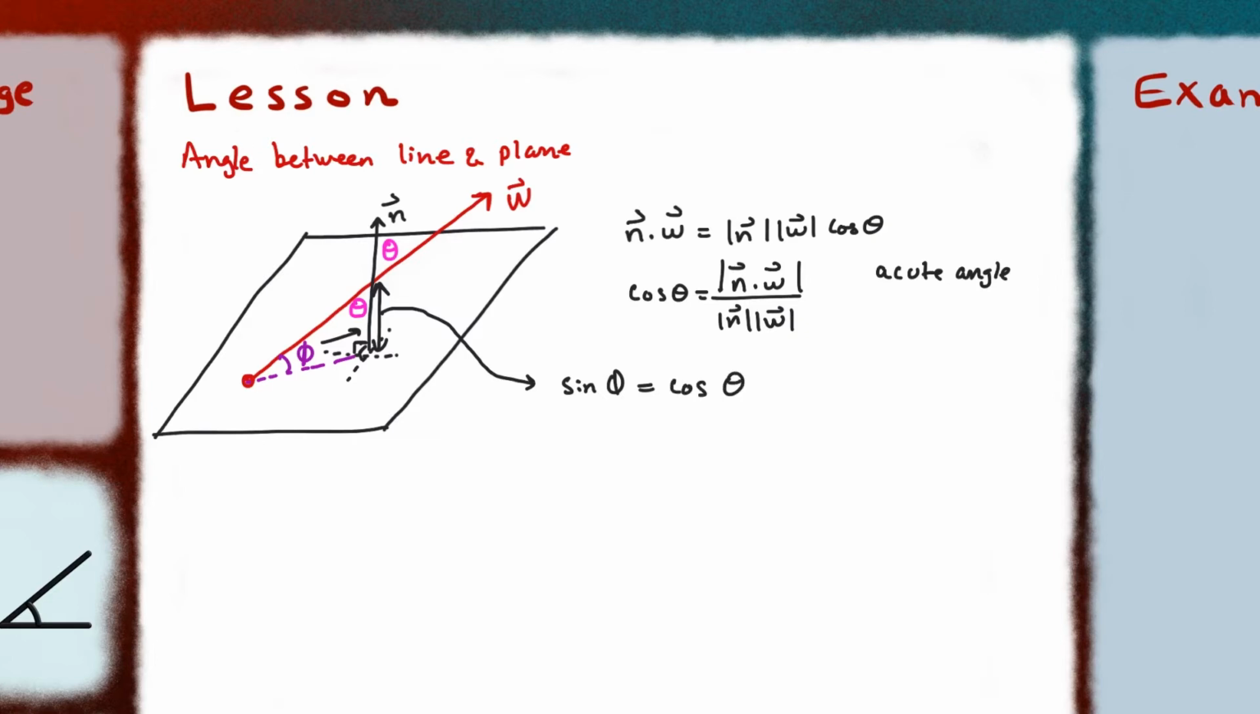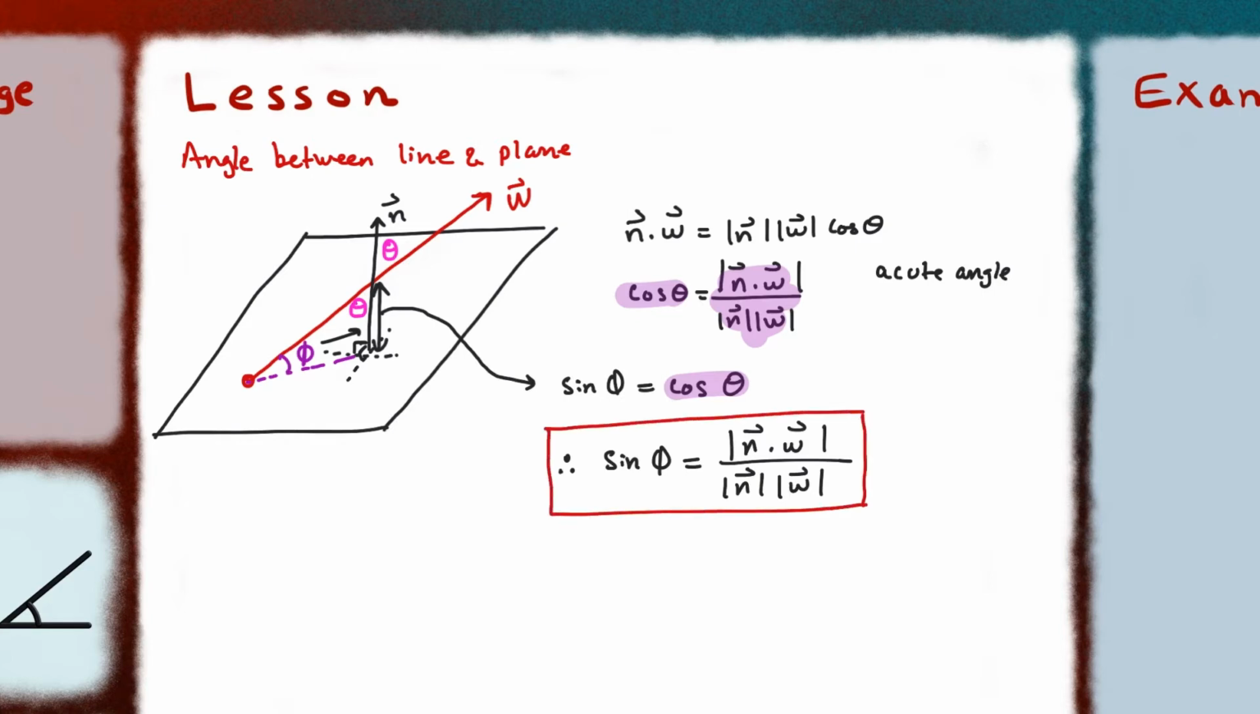We can replace cosine of theta by the expression that we got above, meaning that sine of phi, which is the angle between the plane and the line, is equal to the magnitude of the dot product of vectors n and w divided by the magnitude of vector n and magnitude of vector w. Here, vector w represents the direction of the line, and vector n represents the direction of the normal to the plane. Now let's look at the angle between two planes.